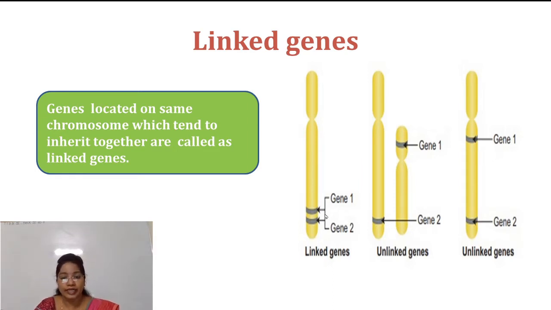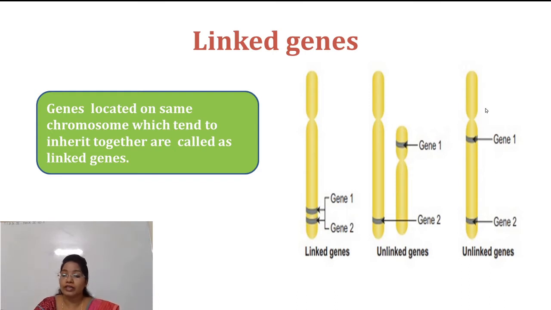So in the first case, gene first and gene second are linked genes because they show the phenomenon of linkage. The second case is where there are two chromosomes. On one, gene first is present, and on the other, gene second is present. These genes are present on different chromosomes and there is no possibility of linkage. So they are not linked genes, they are unlinked genes, and whenever there are unlinked genes, there is a possibility of crossing over.